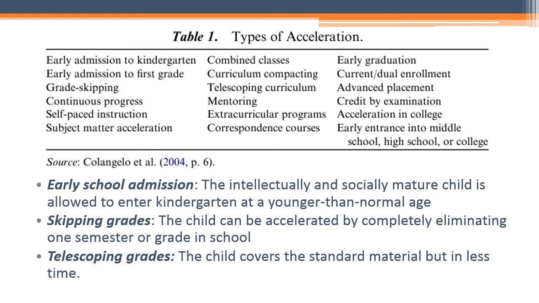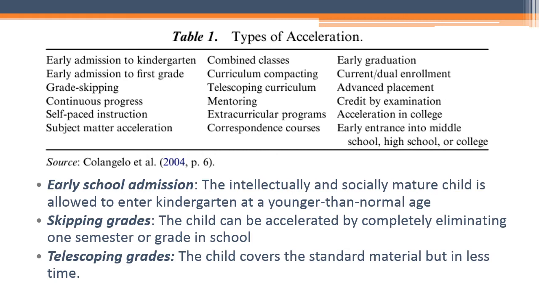We have telescoping, we have combined classes here. We have curriculum compacting. In fact, we will discuss curriculum compacting later. And we have advanced placement. To define a few, this one, early school admission: the intellectually and socially mature child is allowed to enter kindergarten at a younger than normal age.